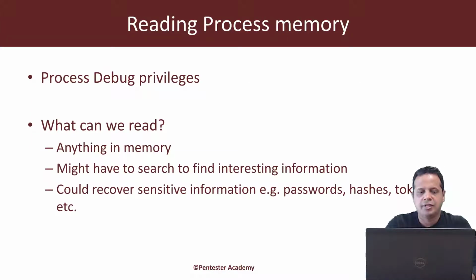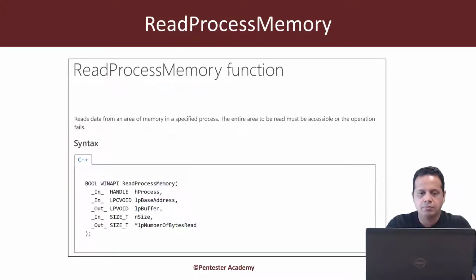As I've already mentioned, when reading process memory, it's generally a good idea to have debug privileges. This allows you to read all processes on the system, apart from protected processes. And the API in this example will be ReadProcessMemory.